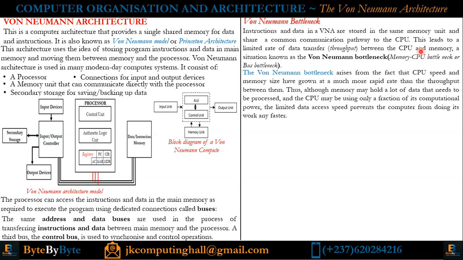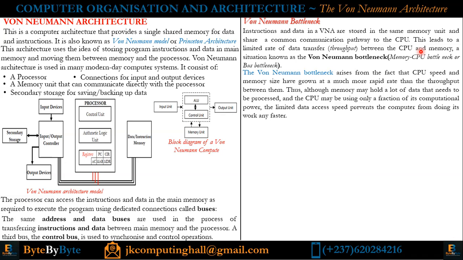The von Neumann bottleneck arises from the fact that CPU speed and memory size have grown at a much more rapid rate than the throughput between them. That is, the speed and the memory size have increased more than the rate at which data is being transferred. Although memory may hold a lot of data that needs to be processed, and the CPU may be using only a fraction of its computational power, the limited data access speed prevents the computer from doing its work any faster.